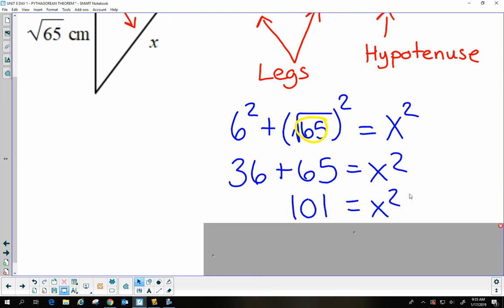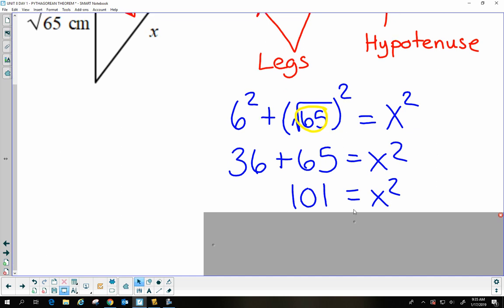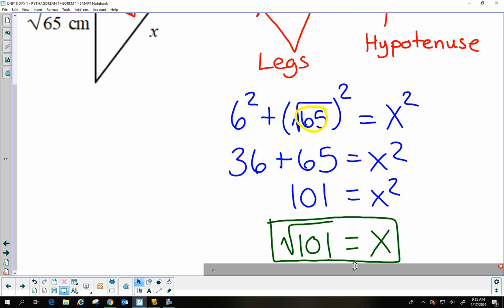And now to get rid of the square on x, it's sort of like we did up here. To cancel out a square, we square root both sides, and so that missing side is the square root of 101. If you put that in your calculator, you would get a decimal. You can leave it like this for now.